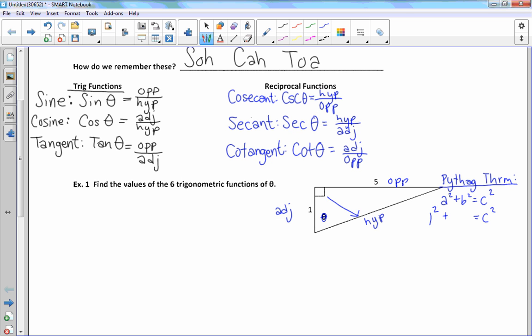1 squared plus 5 squared. I get 1 plus 25 equals c squared. So 26 is c squared. So c is the square root of 26. Now you want to make sure this is in simplified form. How do you know if this radical is simplified?